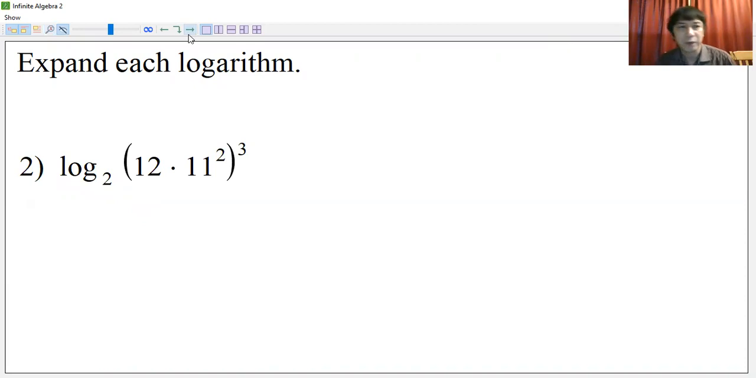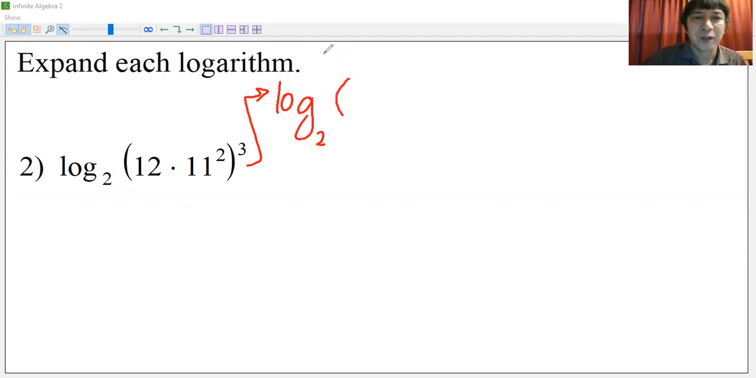Okay, here's the second. We have logarithm of the product of 12 times 11 squared, the entire quantity raised to 3, base 2. Okay, so we shall simplify this first. Okay, we can express this like logarithm of the 12 cube.